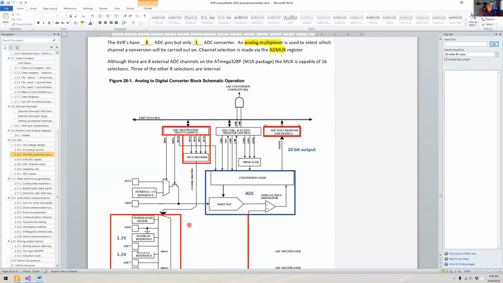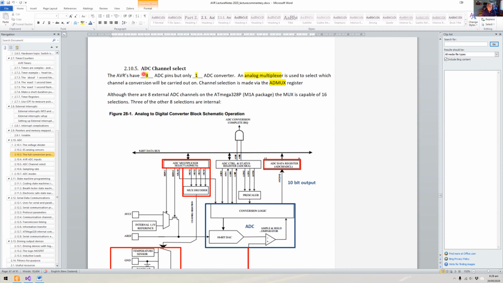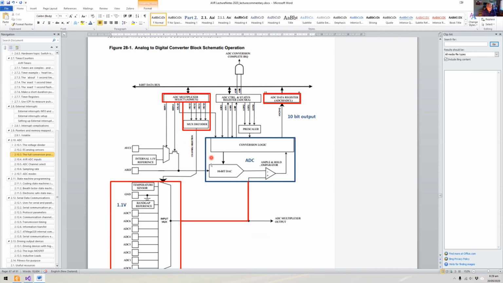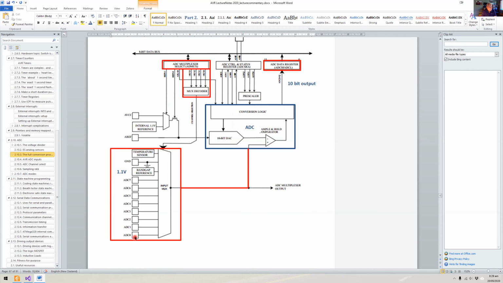So just going down here, let's clarify what that means. The ADC has 8 ADC pins. Now, just think about that, they only have one analog to digital converter. So when we're looking at the schematic here, you can see here's the ADC, and here's the multiplexer, which allows us to choose which of these input pins and some other options we're going to feed into the analog to digital converter.